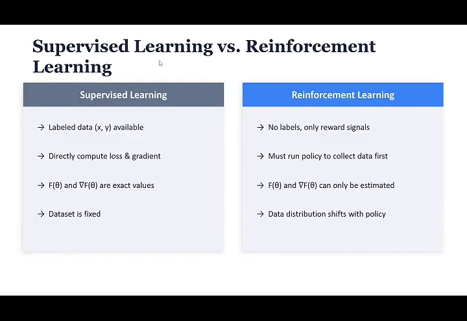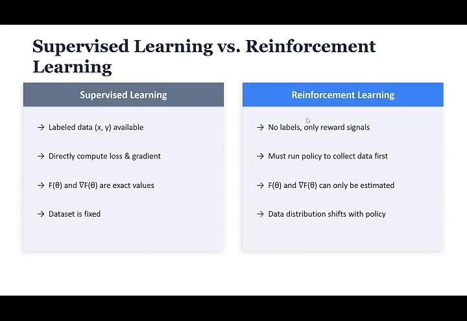And we compare supervised learning and reinforcement learning. In supervised learning, labeled data (x, y) is available, so we directly compute the loss and gradient. f(theta) and del f(theta) are exact values, and the dataset is fixed, which means that in the same dataset we just change theta to get the best function with the maximum rewards.